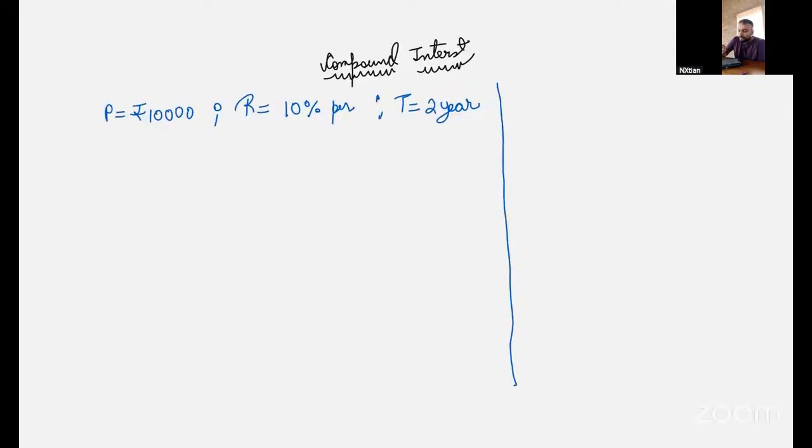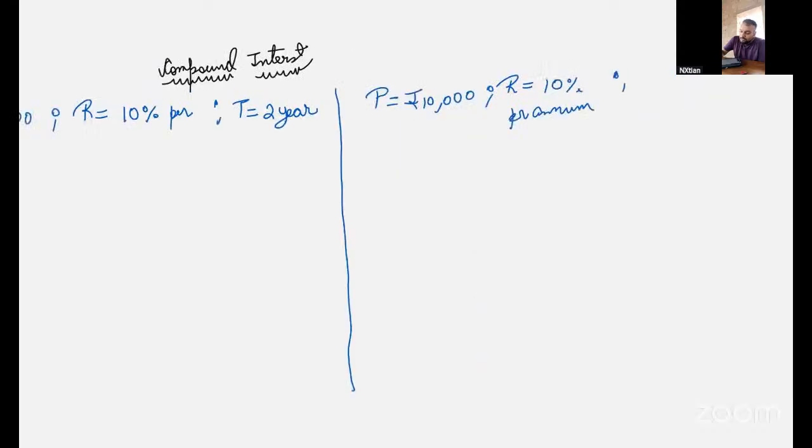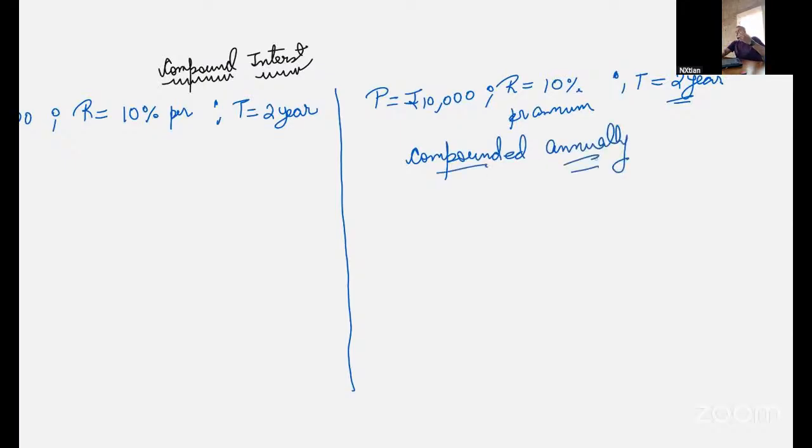We know simple interest, we did it before also. But today I said, David, you are asking for 10,000 rupees, that is no problem. The rate will be 10% per annum, and the time is also the same, 2 years. Everything is the same. But I said to David that I will use compound interest and you have to pay me compounded annually.